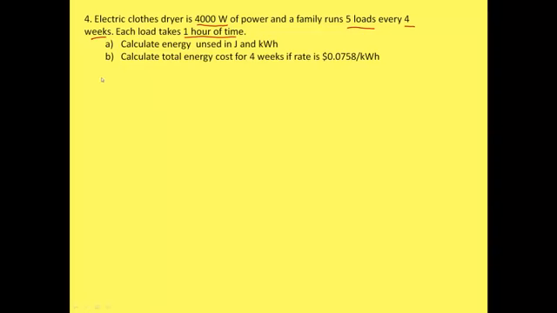So the first thing we want to do is, okay, we're given this information before we even answer any questions. What does this look like? So 5 loads every week times 4 weeks equals 20 loads. And we also multiply this by 1 hour per load equals 20 hours of total work time. And this is all being done at what? 20 hours at 4,000 watts, which again is equal to joules per second, keeping that in mind.